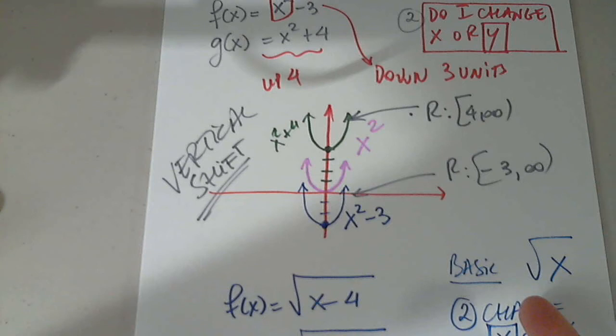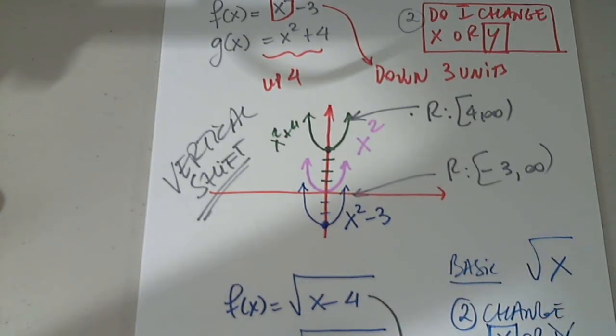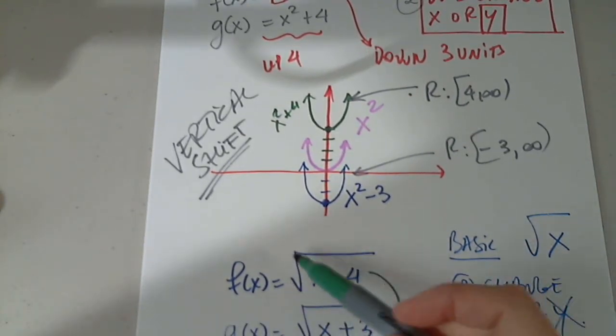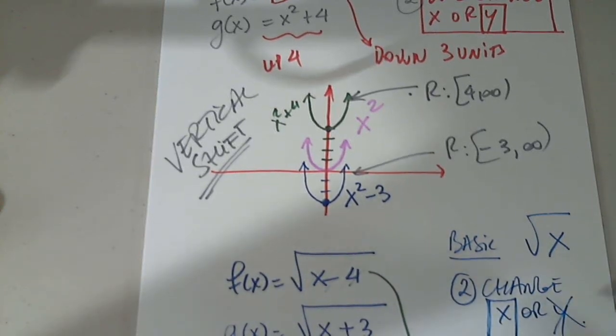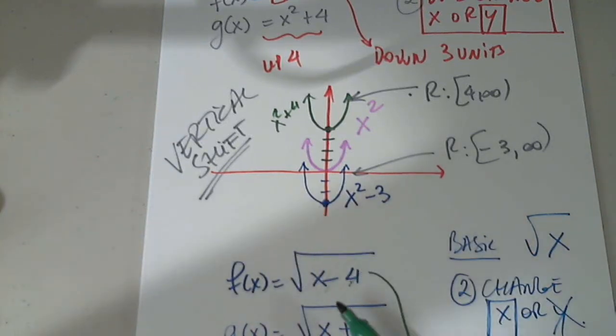Also, this is not a big secret to us, because we know that the domain of this function has to be x minus 4 greater than or equal to 0. We discussed that. Whatever is under the square root has to be greater than or equal to 0, which makes the domain 4 to infinity. So I know exactly where this function is going. Do not get confused. It's not going to the left. It's going to the right.